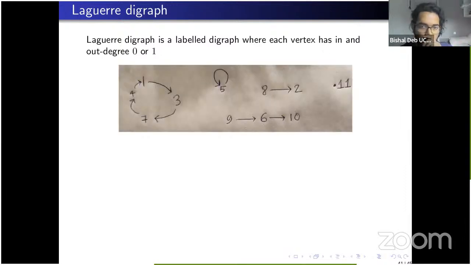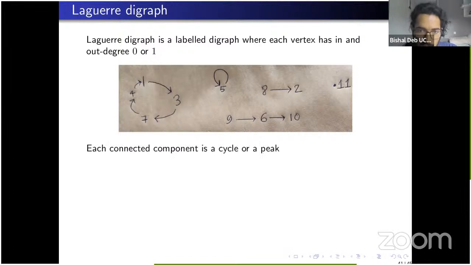Let me give an example. So this is a directed graph on 11 vertices. So you can see that every vertex has, so for example, 1 has an in degree of 1 and an out degree of 1. 5 has an in degree of 1 and an out degree of 1. However, 9 has an in degree 0. So it has no predecessor. Similarly, 10 has an out degree 0. 11 has in and out degree both 0. So we call these Laguerre digraphs.